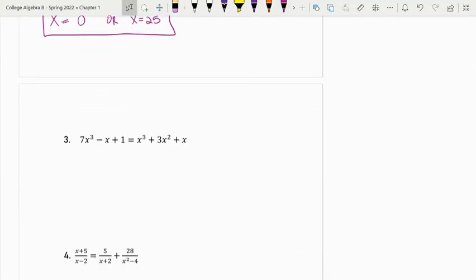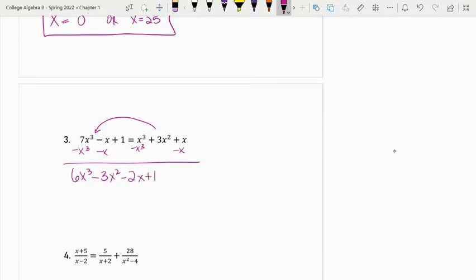Next problem. We have a whole lot of interesting things here. So let's set this equal to 0. Subtract x cubed from both sides, and move over the 3x squared minus an x on both sides. Let's see what we got. So we have 6x to the third minus 3x squared minus 2x plus 1 equals 0. So we have 4 terms, so we're going to factor this by grouping.